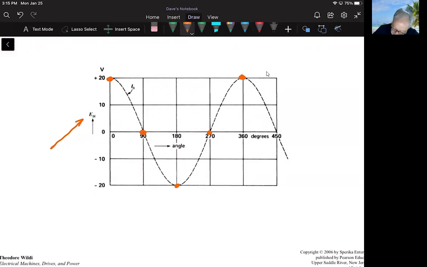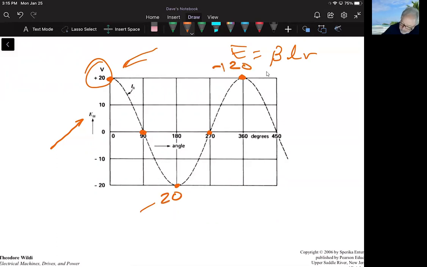And he says, okay, let's say, based on this equation, this peaks at 20 volts here, and he's showing us that. So this would be positive 20, this would be negative 20, this would be positive 20 here, and it rotates through this sinusoidal waveform. A machine that does this is called an AC generator, for obvious reasons, right? It's generating an AC voltage.